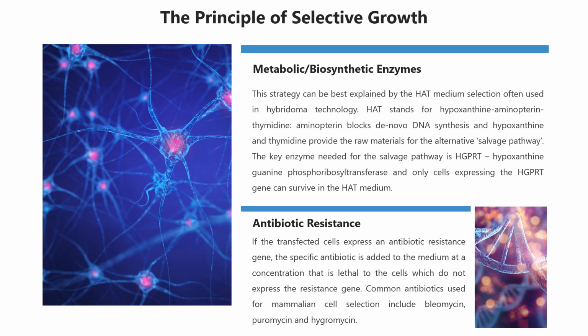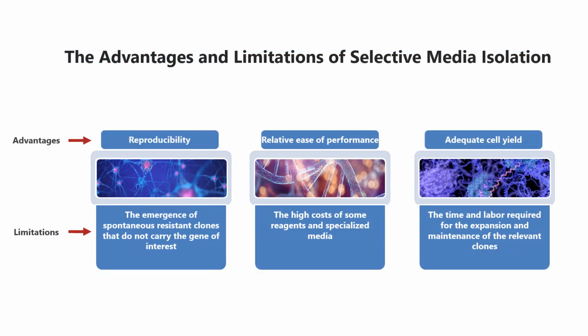Antibiotic resistance. If the transfected cells express an antibiotic resistance gene, the specific antibiotic is added to the medium at a concentration that is lethal to the cells which do not express the resistance gene. Common antibiotics used for mammalian cell selection include bleomycin, puromycin and hygromycin. Growth selection of specific clones is routine in most cell and molecular biology labs and offers the following advantages.